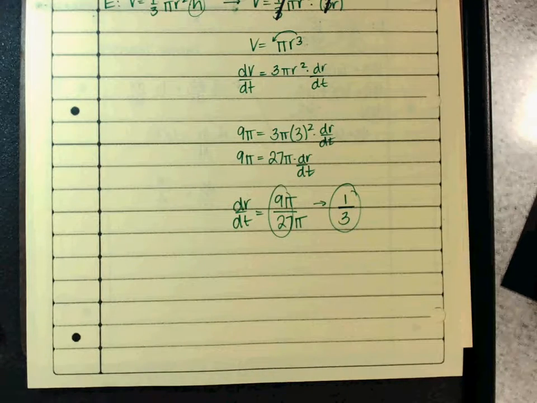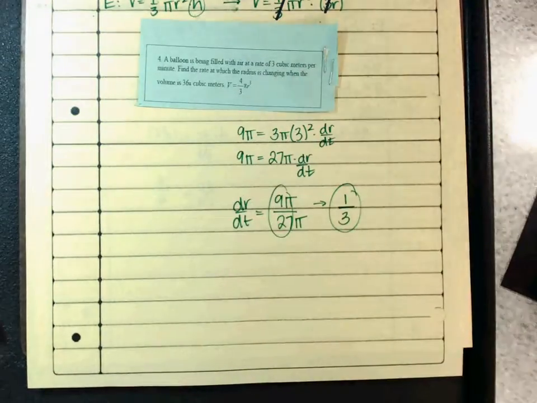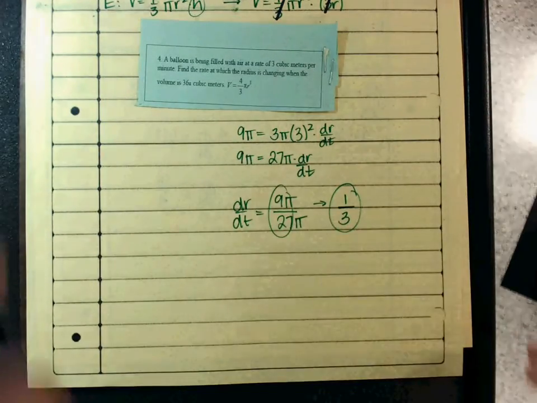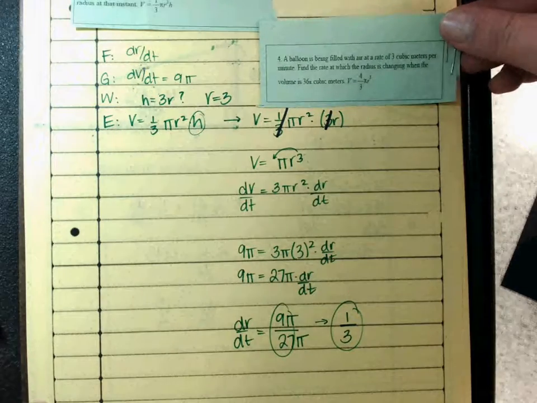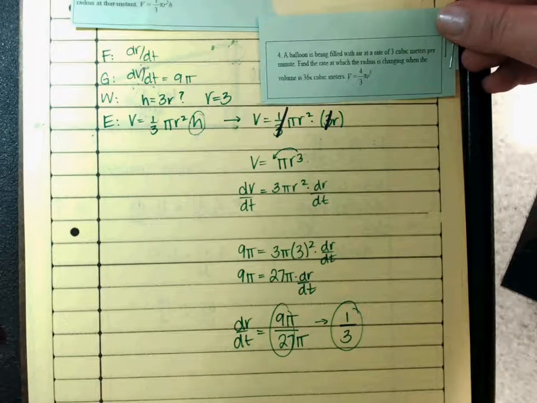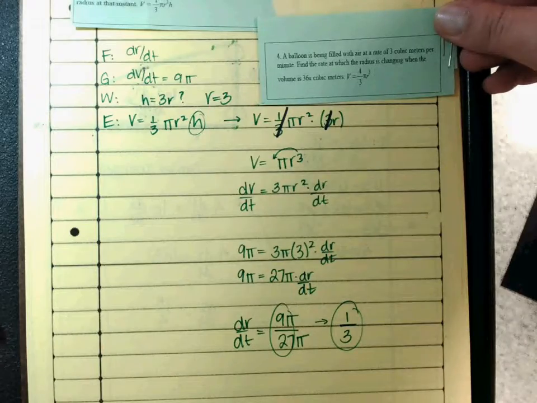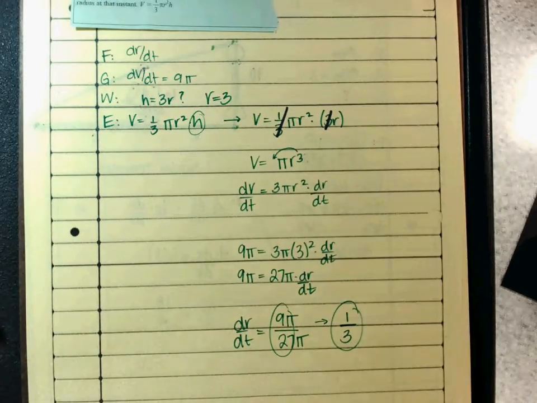Okay, there's one more that I want us to do off this sheet before we move on. The balloon is being filled with air at a rate of 3. That one right there. A balloon is filled with air. Go ahead and try to set that one up next. See if you can do this setup on your own.